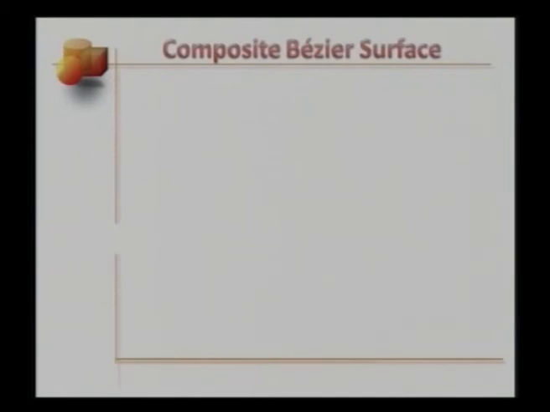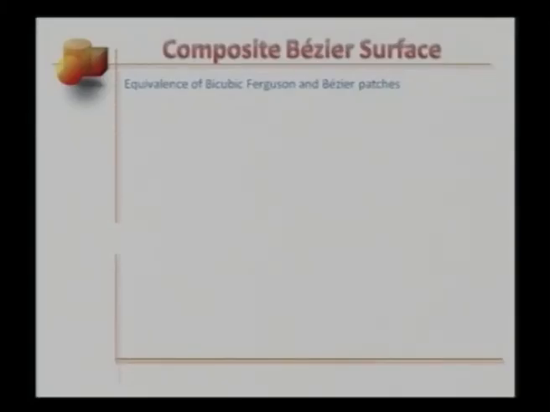Let's now come to the second model, composite Bezier surface. But before that, let's establish equivalence between bicubic Ferguson's and Bezier patches. So this is the Ferguson's patch here. R as a function of u and v equals u, M_F, the Ferguson's coefficient matrix, G_F, the Ferguson's geometric matrix, M_F transpose, v transpose, which is equal to u M_B, this is the Bezier coefficient matrix, G_B, the Bezier geometric matrix, M_B transpose, v transpose.